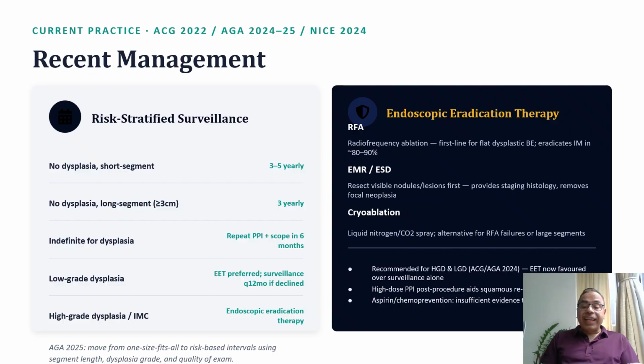If the patient exhibits low grade dysplasia, then you have to do a surveillance every 12 months. Surveillance every 12 months should be done. And if it is a high grade dysplasia, or even intestinal metaplastic features, then some sort of endoscopic eradication therapy should be done, what is known as EET.